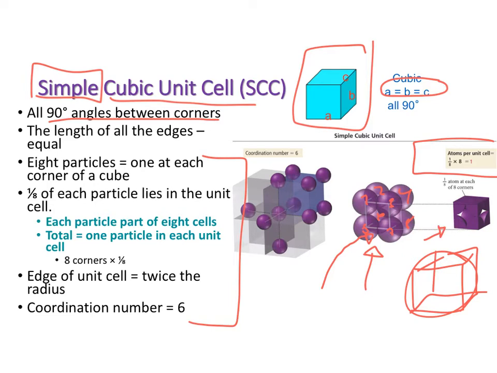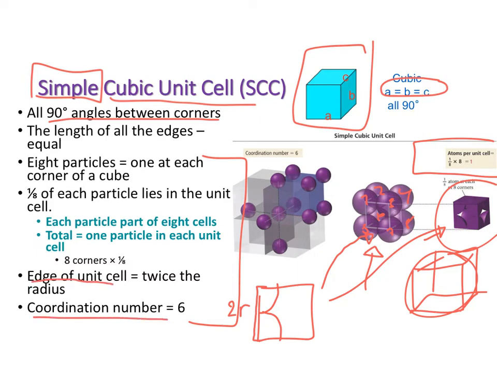The edge of the unit cell is twice the radius. If we look at this from the top, let me just draw an ugly drawing again, we would see something like that. So that's half of the diameter of each atom on those 2 corners. Because of that, the length of this cube will be 2r. That's how you would get the edge of that unit cell.